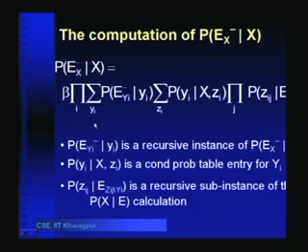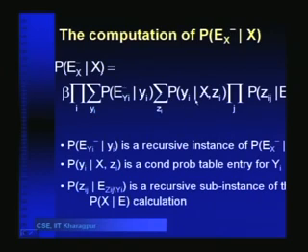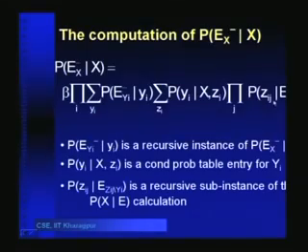Now, if we look at each of the individual terms, this is a recursive instance of p e x minus given x, because it talks about p yi minus given yi, but it is a recursively smaller instance because we have moved one level down. From x we have moved into yi, which is a child of x. Then p yi given x and zi is a conditional probability table entry for yi, so we get that directly. And p of zij given E of zij except yi is again a recursive sub instance of the p x given E calculation.